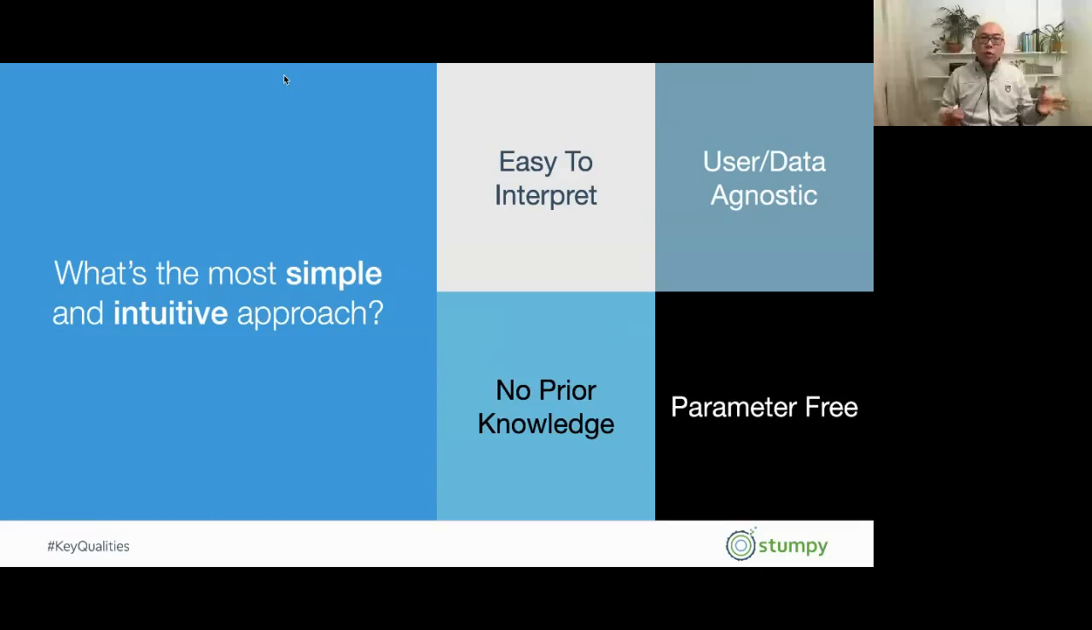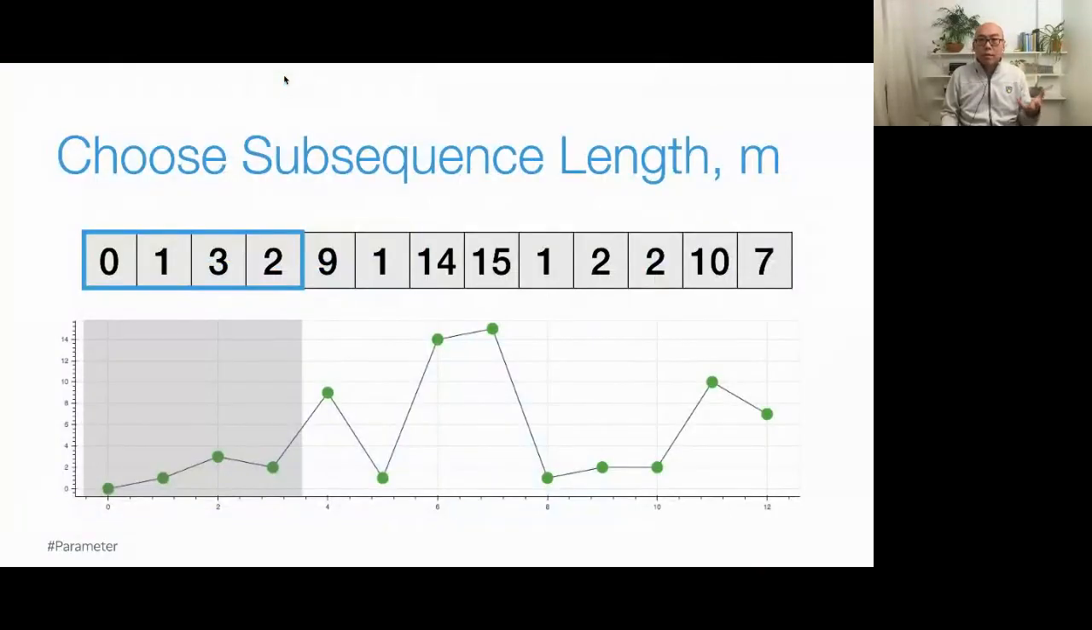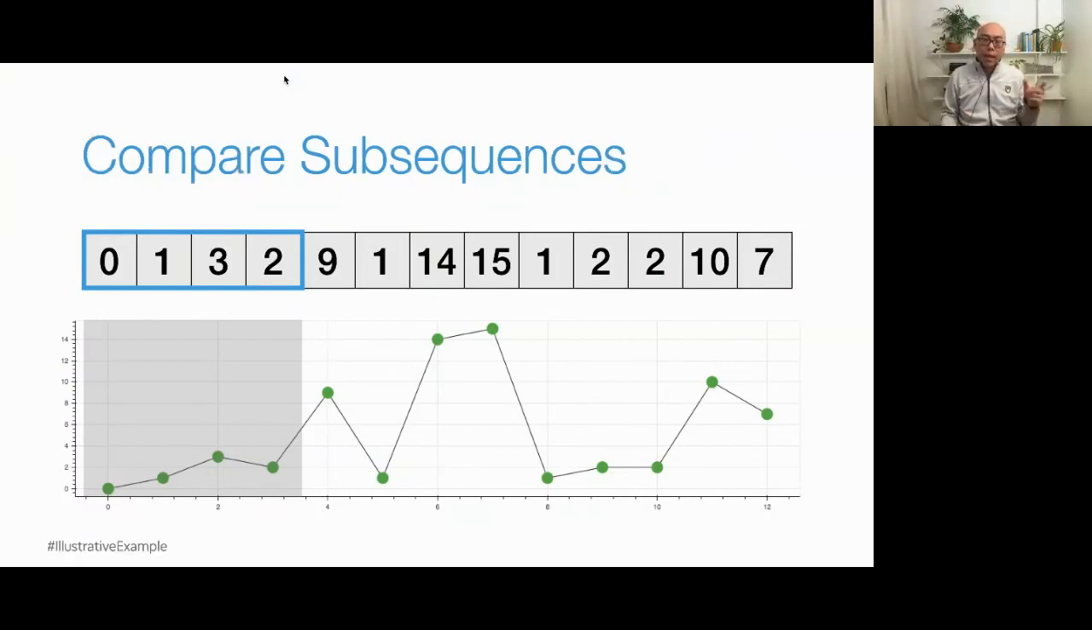Or if you had to choose a set of parameters, it'd be as few parameters as possible. And in the choice of those parameters, they must be intuitive and obvious, right? It shouldn't be some esoteric quantity that we're choosing. So if we're thinking about time series, one of the key parameters that we can choose is the subsequence length, m. In this particular case, this is a subsequence of length 4, so m is equal to 4. Very simple.